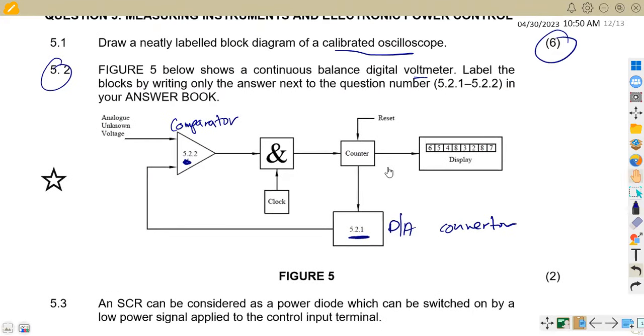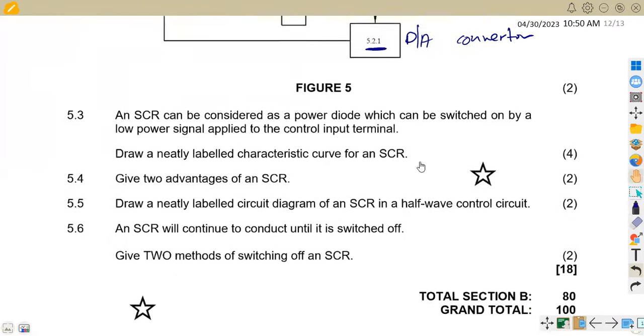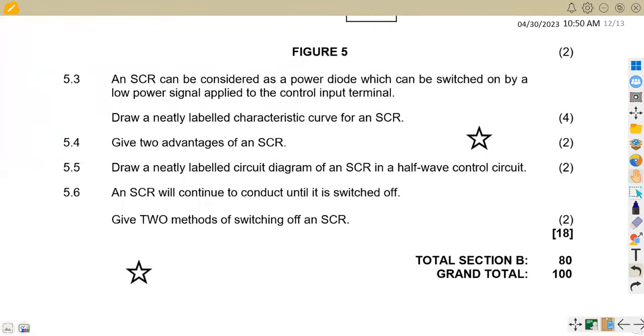They'll ask you, refer to Feb 2022. They had a question for you to draw the continuous flow balance of a digital voltmeter. They asked you to draw. Now they've given you. So you must know this diagram from the question papers. This is how they give you from question papers.